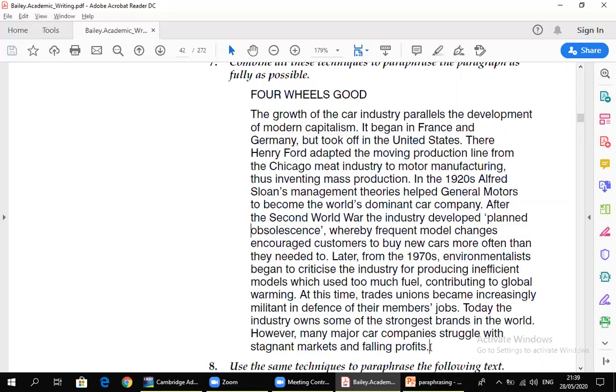Okay, just before we finish, let's go for a quick recap. Paraphrasing is to restate the meaning without changing the meaning itself. We can say the same meaning with different words. It has three key techniques. Number one, changing word order, changing word class, and changing vocabulary. That's all about paraphrasing.